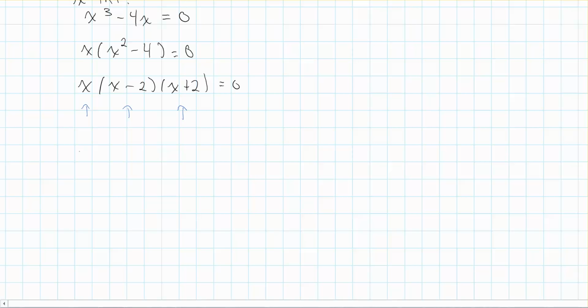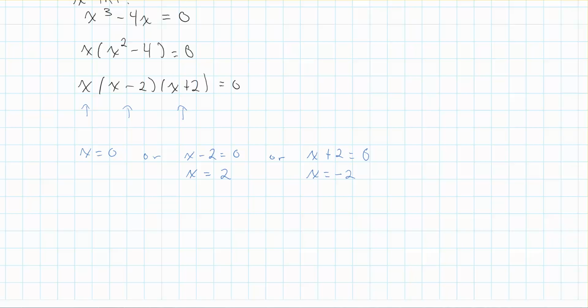So you would write x equals 0. I always like to put or. You don't have to. x minus 2 equals 0. Or x plus 2 equals 0. And then you solve each one of these. Now this one's already solved, x equals 0, this first one. And then solving the second and third one are pretty easy. x minus 2 would just get you x equals 2. x plus 2 would just get you x equals negative 2.